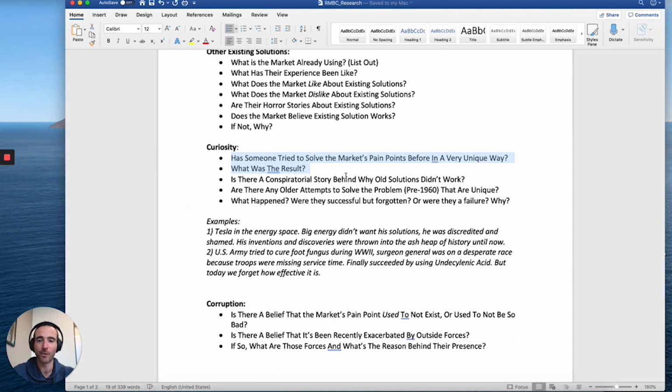Or we may find stories about suppression, right? That somebody had the answer in the past, but then it got hidden or buried away. Or maybe if it's from the 1940s or 30s, there may be some cool old attempt that is unique, but then has been forgotten. And people love the whole idea of what's old is new again.